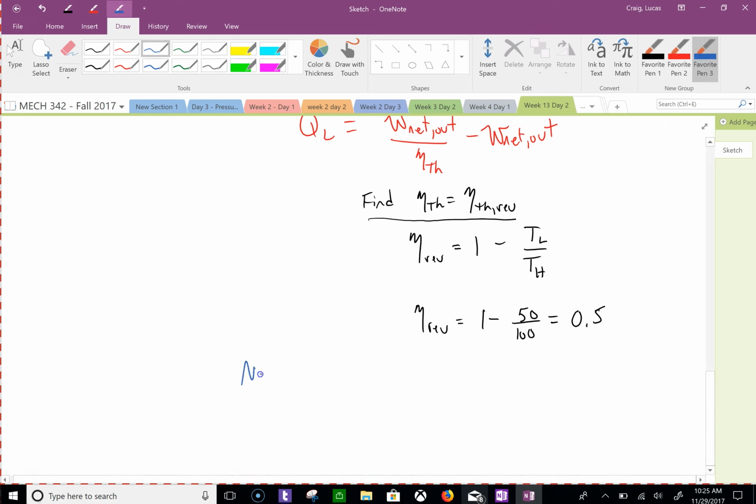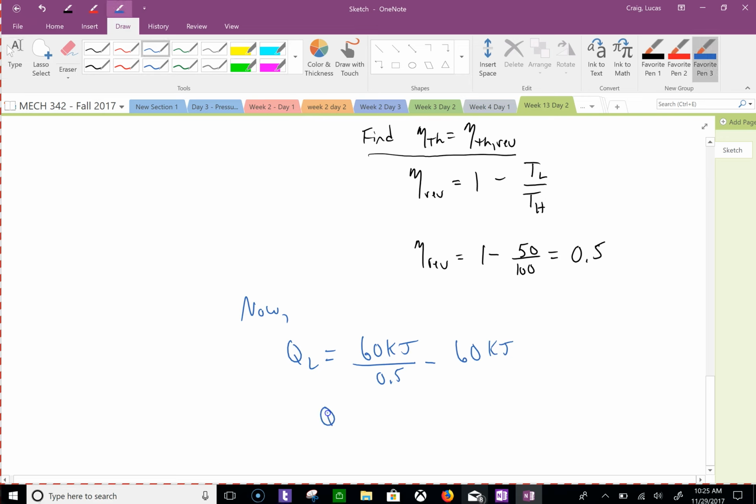All right, so now QL equals, that was 60 kilojoules, right? Over 0.5, subtract 60 kilojoules. Guess what you get? 60 kilojoules, right? Because this is 1/2, it's really 2 times 1. So you get 60 kilojoules. That's weird, huh? That just magically happens, okay?